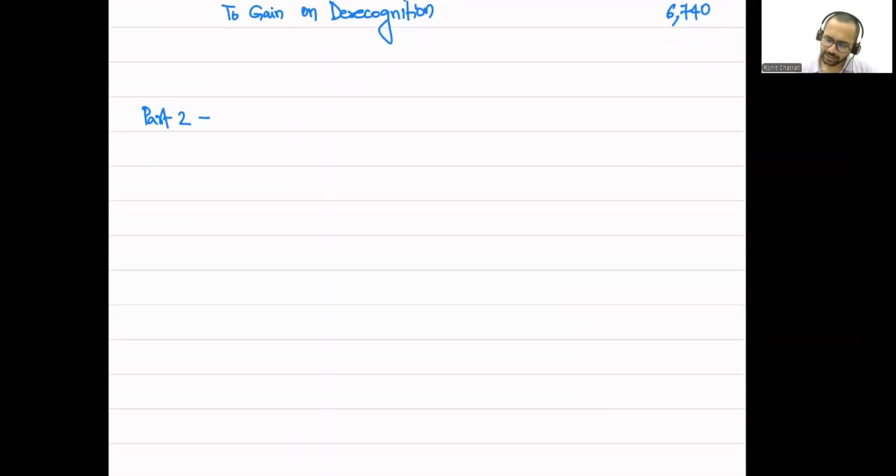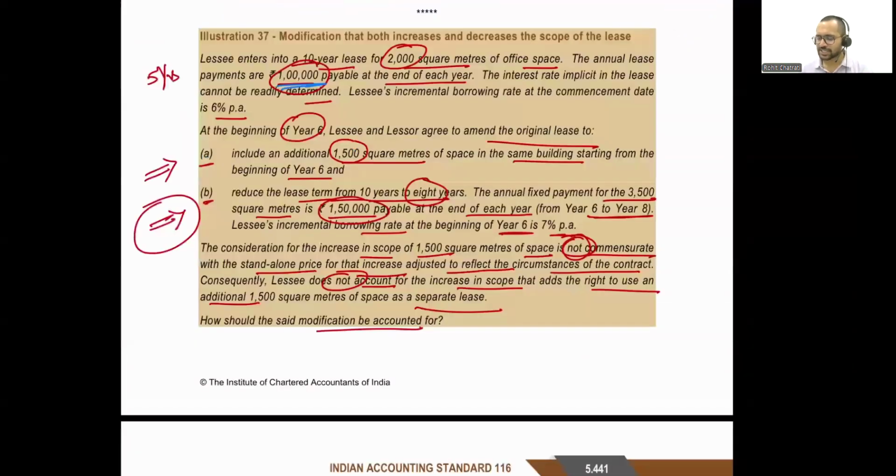So we will be calculating the revised lease liability at the beginning of year 6. Now the revised lease liability is going to be the present value of not 1 lakh, but 1,50,000, because we also have additional square meters that we are actually obtaining. The consideration has actually increased on account of increase in the scope. This increase in scope, remember, is not accounted as a separate lease. Therefore, the revised lease liability will be the present value of 1,50,000 for year 6, 7, and 8 discounted at the current borrowing rate of 7%.